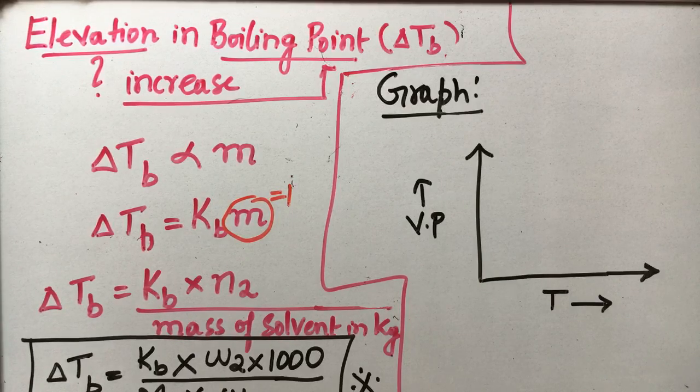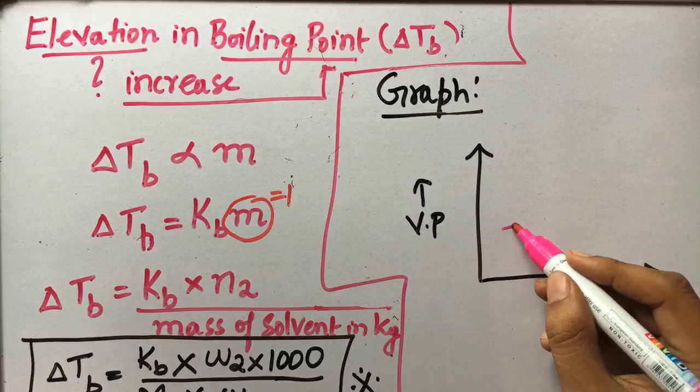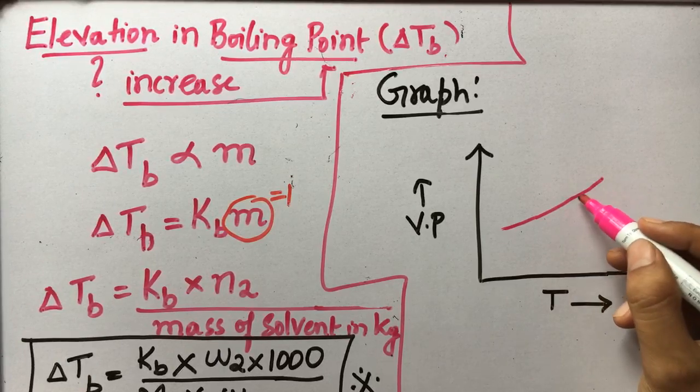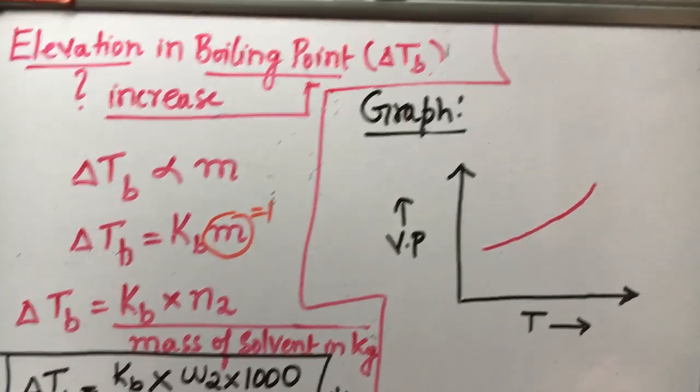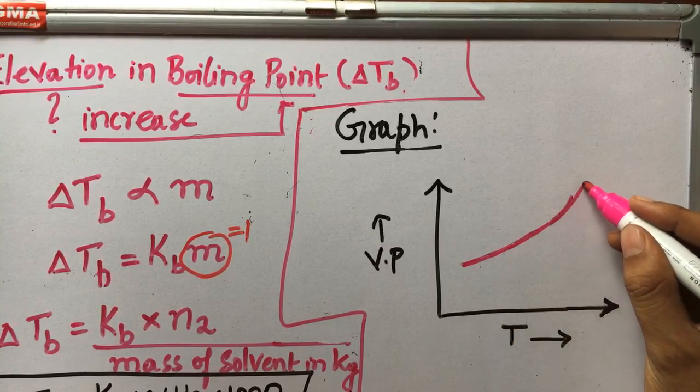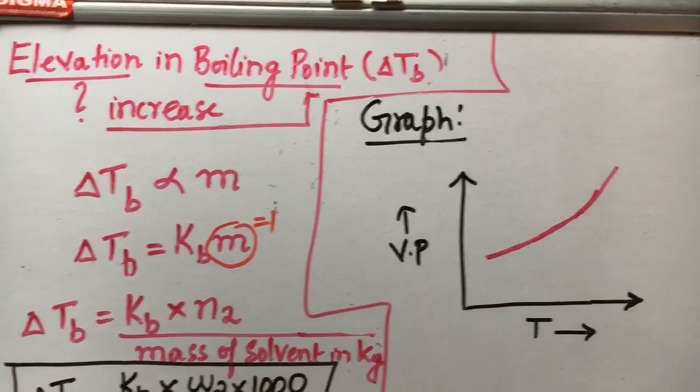Tell me, students, as we keep on increasing the temperature, what will happen to the vapor pressure? When the temperature increases, kinetic energy of the molecules increases, escaping tendency increases, and vapor pressure keeps on increasing. This is an experimentally obtained graph. So let us write it like this. It keeps on increasing.